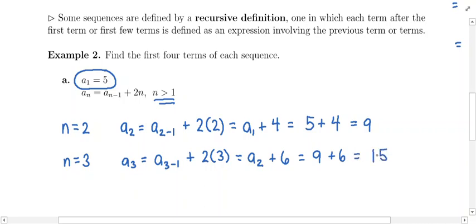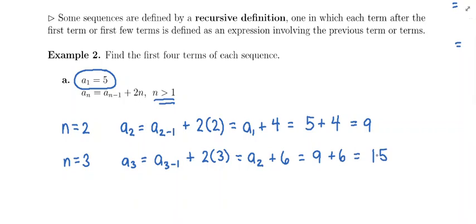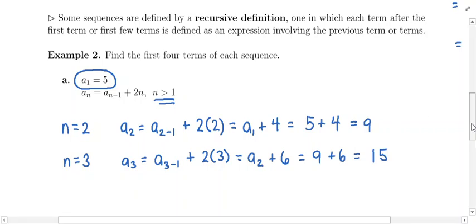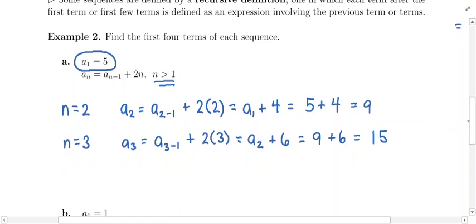The third term depended on the second term. The second term depended on the first term. This is what a recursive sequence is. The direction said to get the first 4 terms, so we need to find one more. So now let's let n equal 4. Plug into the formula. Everywhere you see an n, put a 4.